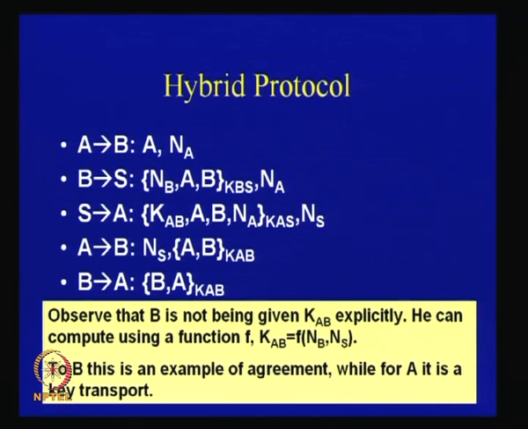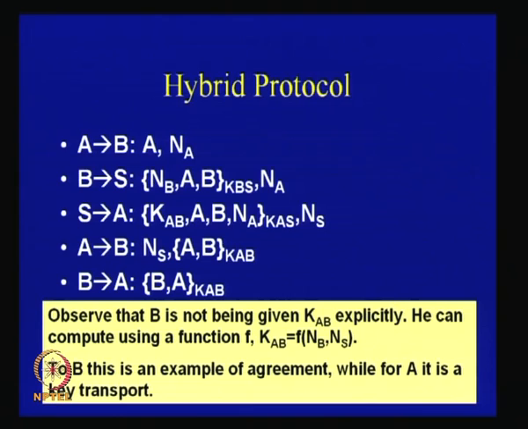Okay. And this KAB can again be generated by B, because B also has knowledge of NS and NB. Of course, B knows NB because it is its own. So now it can again apply this function F and obtain the value of KAB. So far as B is concerned, B has not been given KAB explicitly, but it has been generated by computing a function F.